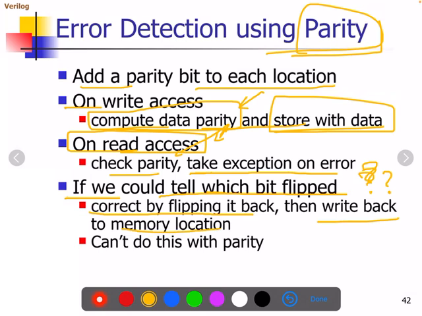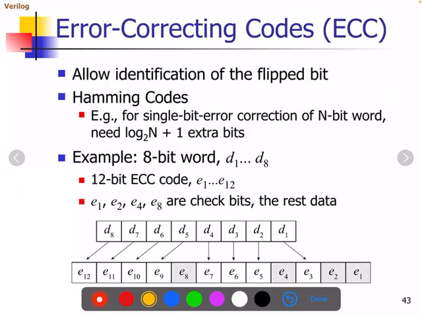So detection of error can be done with parity, but correction of the data cannot be done with parity. So detection is a different task, correction is a different task. For data correction, we need something like error correcting codes, ECC, which allows identification of the flipped bit. For that we will be taking Hamming codes into consideration.